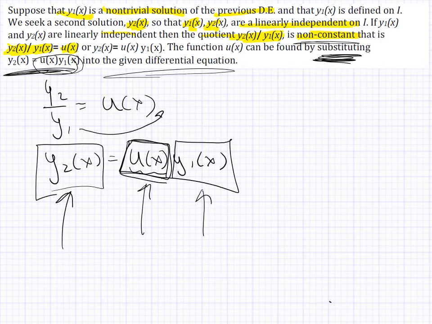And this is going to be a trick we're going to use a lot this semester, where we make some assumption about what a solution should look like. And so we made this assumption that this is what the second solution should look like. Well, if it is in fact a solution to the differential equation, then when I plug this into the differential equation, it should satisfy it. It should work. And we're going to use that trick a lot in this semester.